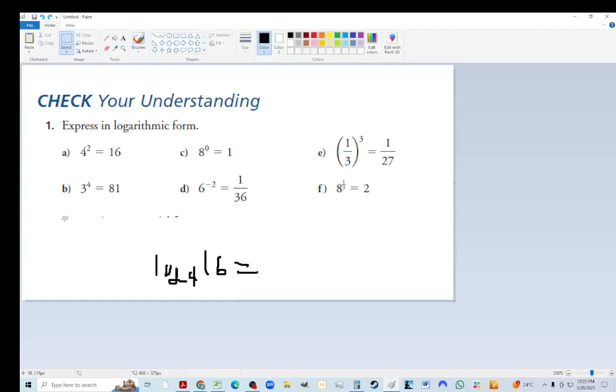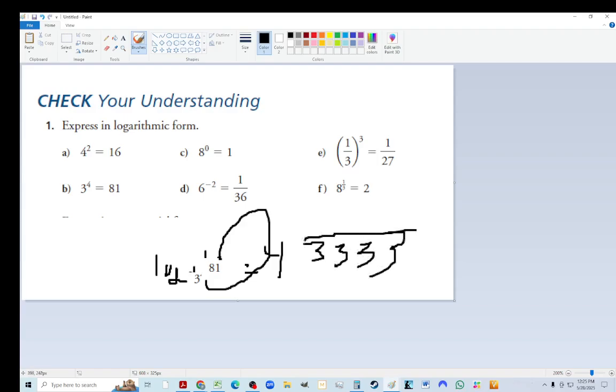Here's 3 as the base. I could just put it where the base is. 81 is my result, so I can just put it where the 16 is. And 4 is the answer I'm looking for. I'll just write it 4, which means 3 to the power 4 is 81. That's 3 times 3 times 3 times 3. That's what 3 to the power 4 means. It means 3 times itself 4 times.